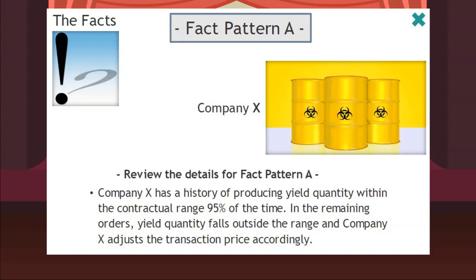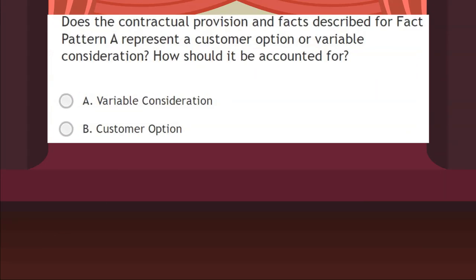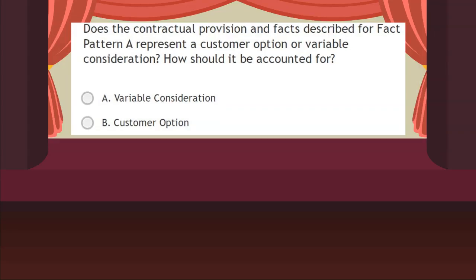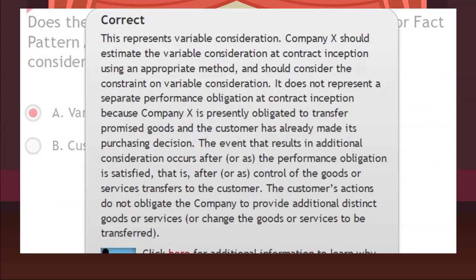In fact pattern A, what is important here is that Company X produces within the contractual range almost all the time, or 95% of the time. The question is, does this contractual provision equal a variable consideration or customer option? The correct answer is A, variable consideration. Take a moment to pause and read through the correct answer.